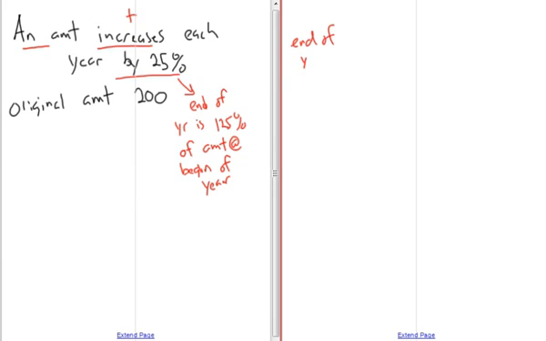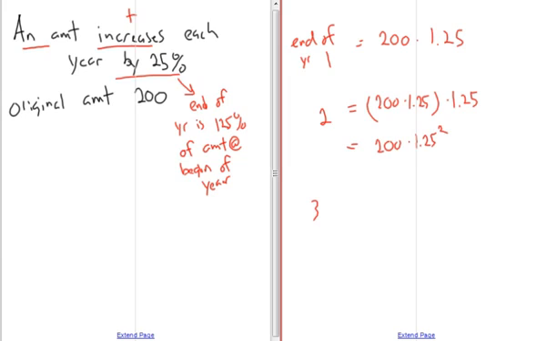So at the end of year 1, you would have 200 times 1.25. At the end of year 2, you would have 200 times 1.25 times 1.25, because at the beginning of year 2, you would have the amount that you had at the end of year 1. So you would have this amount, and we're going to take that amount and multiply it by 1.25. So we can simplify that to say it's 200 times 1.25 squared.